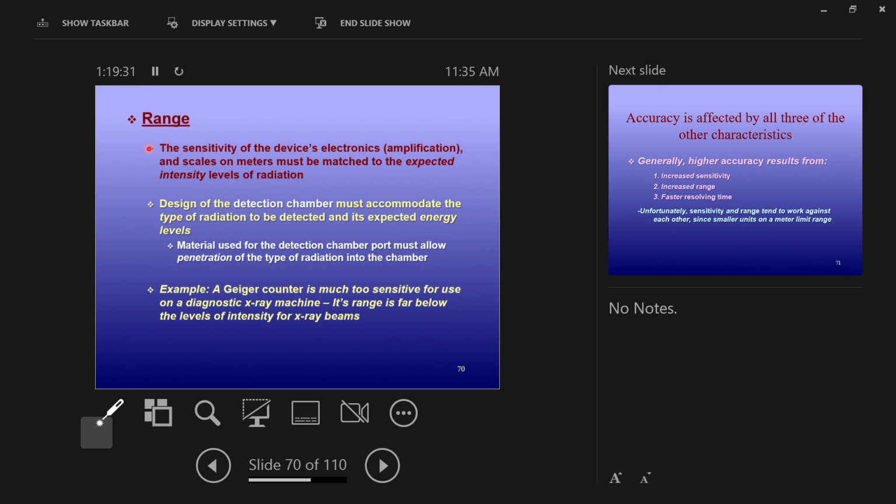The best meters do not have an extremely wide range. The best meters have a narrow range of energies that they can detect, and they're designed for very specific energy levels. And they'll be very accurate within that range. But above and below those energy levels, the meter just can't see those types of radiations. That's what range has to do with.